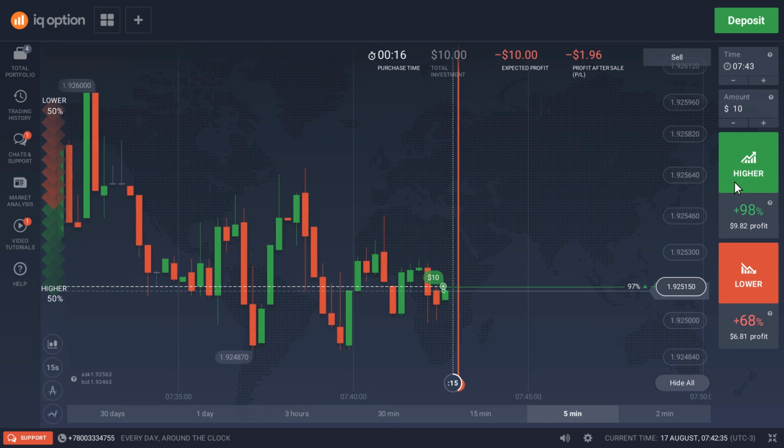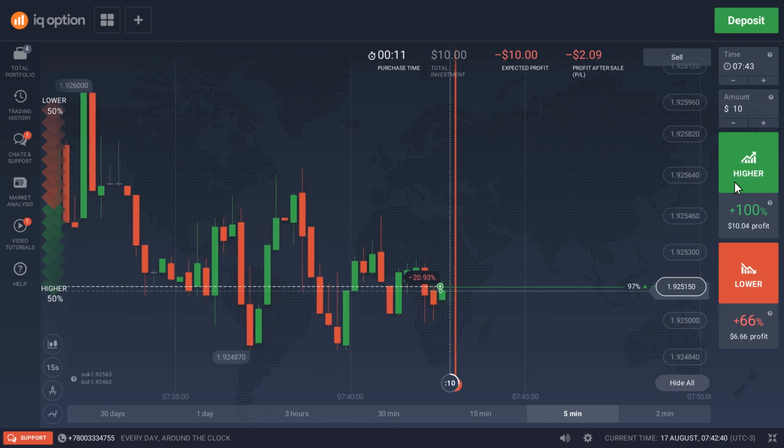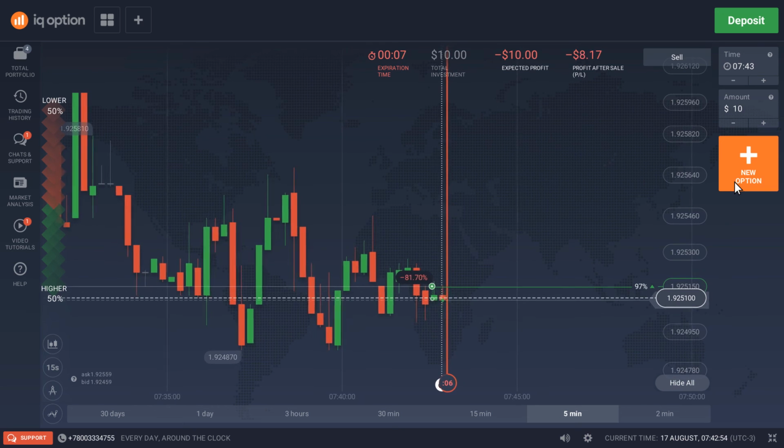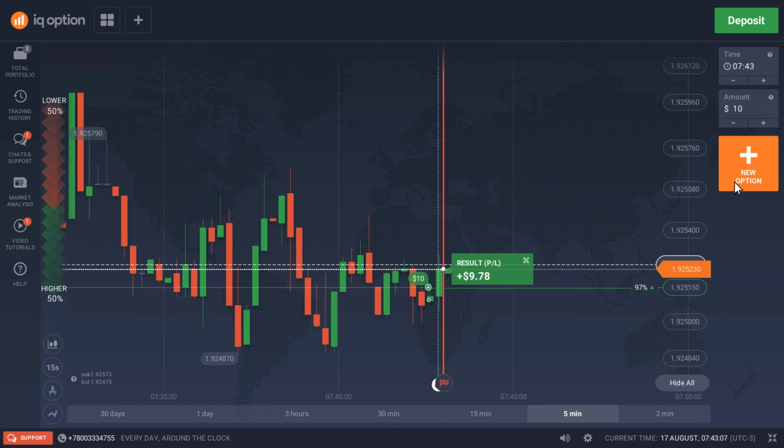After the transaction crosses the red line and expires, you will see the final result, either a green window and the earned profit, or the red window and the amount of loss.